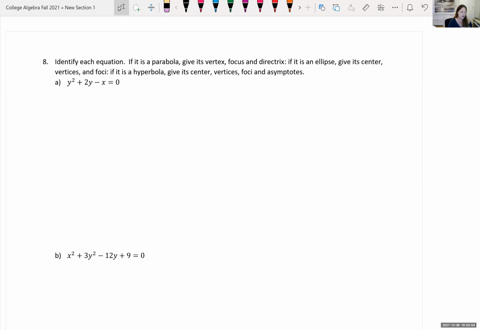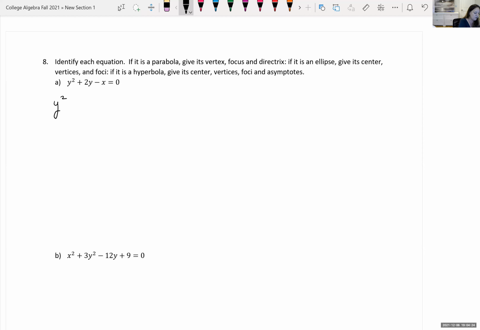Okay, so the last question says to identify each equation. If it's a parabola, give the vertex, focus, directrix. If it's an ellipse, give the center, vertices, and foci. And if it's a hyperbola, give the center, vertices, foci, and asymptotes. So looking at the first equation, I can tell that that's a parabola, and I can tell it's a parabola either facing to the left or facing to the right. And so I want to put it in the form where I have a perfect square of my y terms and the x terms on the other side.